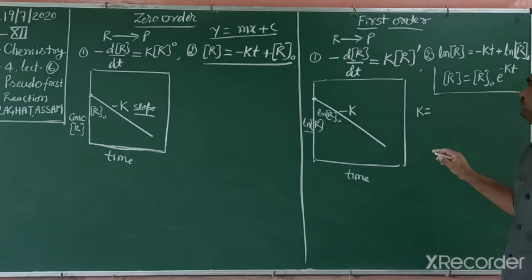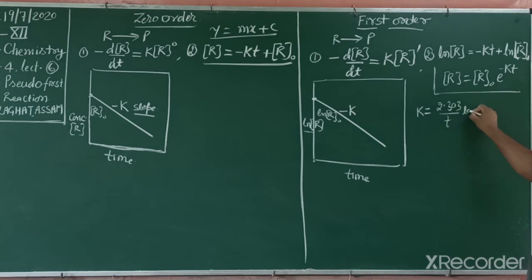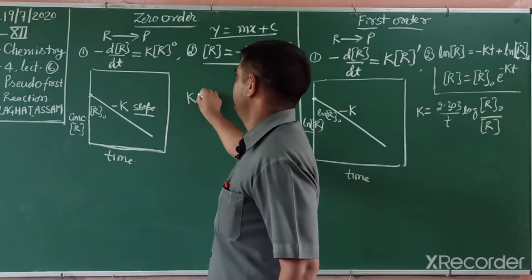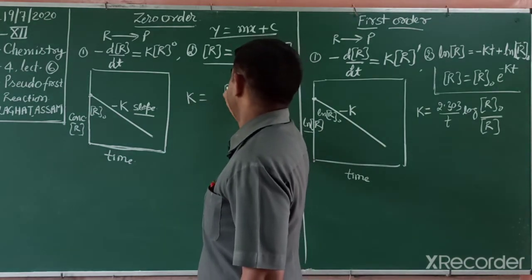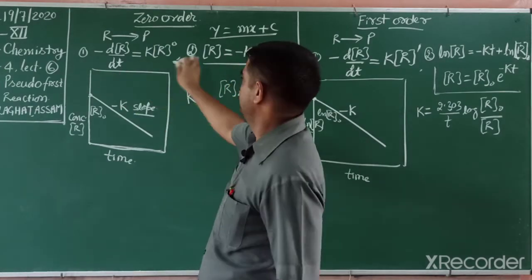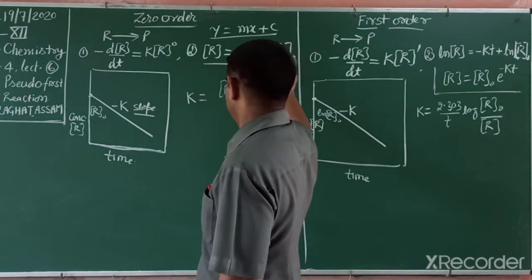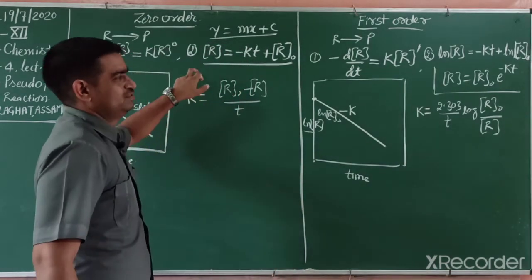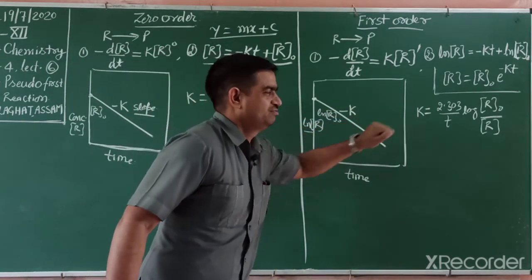K is equal to 2.303 divided by T log R naught divided by R. We already discussed this rate constant. In a similar way, for the zero order K value, how can we write? We write R naught minus R, because we take it to the left side, so this negative sign changes into positive and this changes into negative, divided by T. So this is the rate constant for zero order, and that is the rate constant for first order.